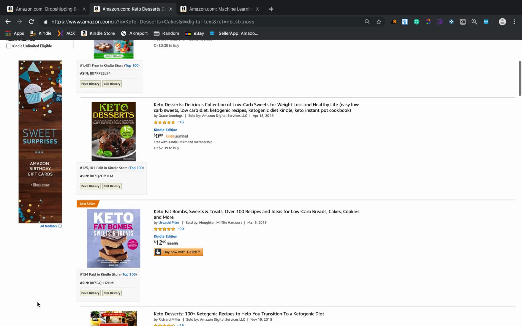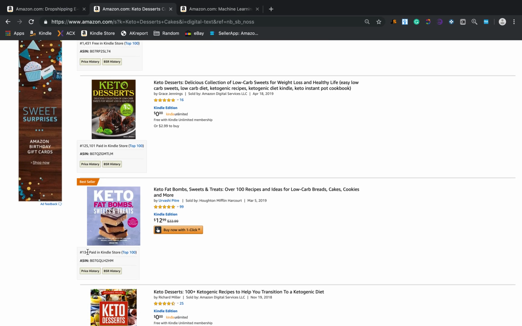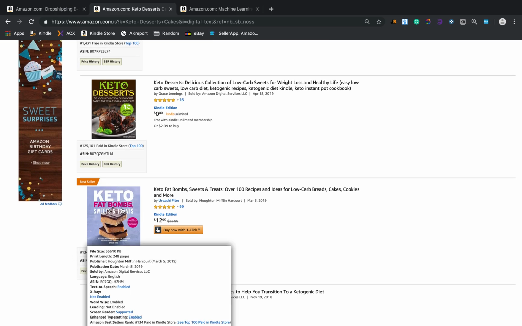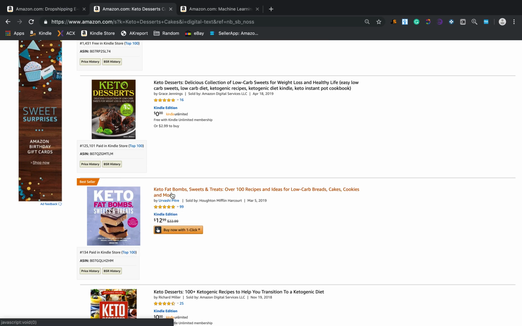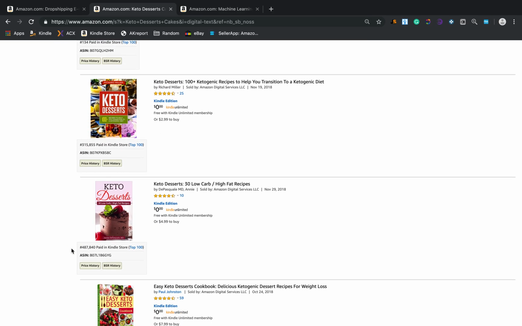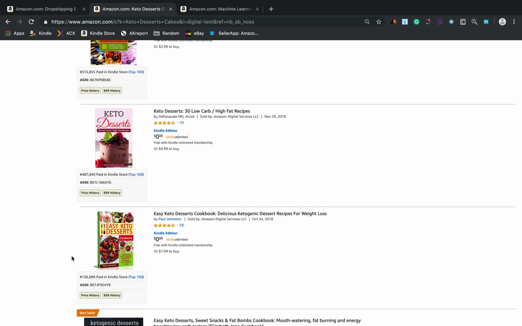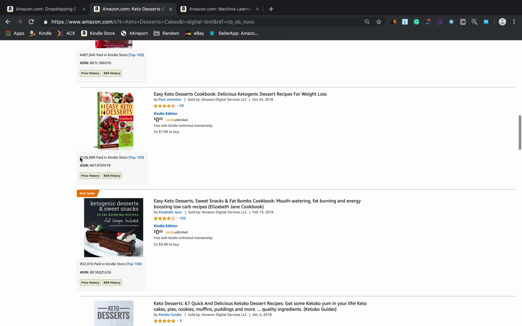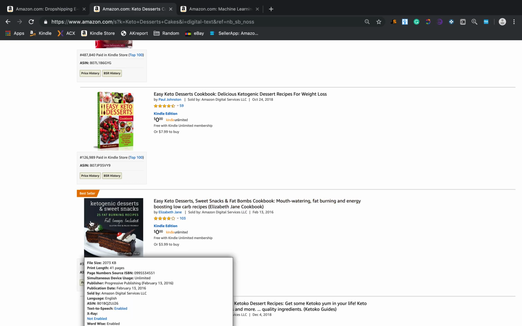Okay, paid 134. This is the book that we looked at initially. So keto fat bombs, it also has recipes with cakes and so on, so we're going to take it into consideration. If this is not a real author, I didn't check, but if it's not a real author, okay, 300, not really. 487, not really. 126, not really. Oh, this is good, sorry. So it's close to 100. 32K, and seems quite appropriate.